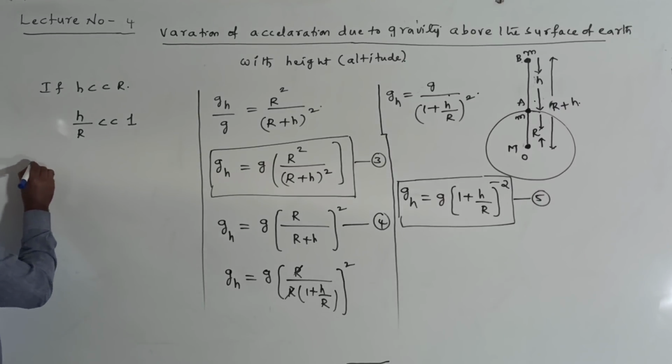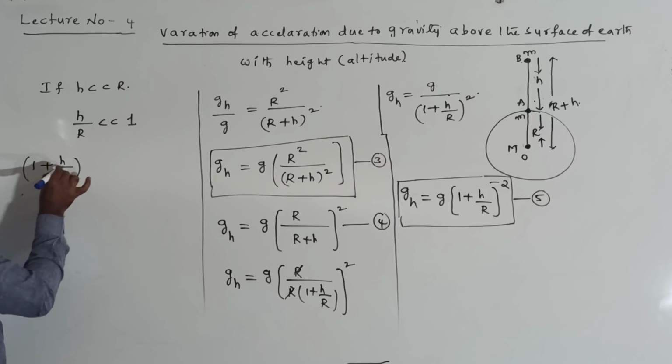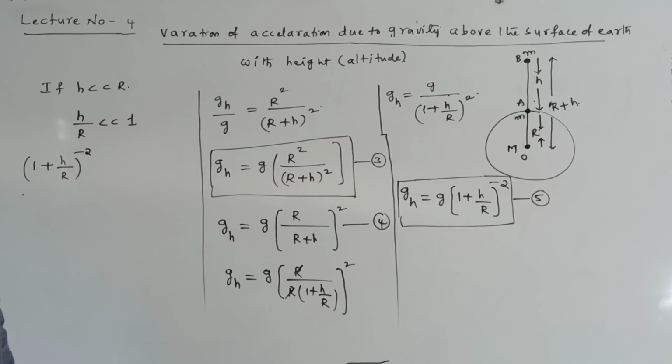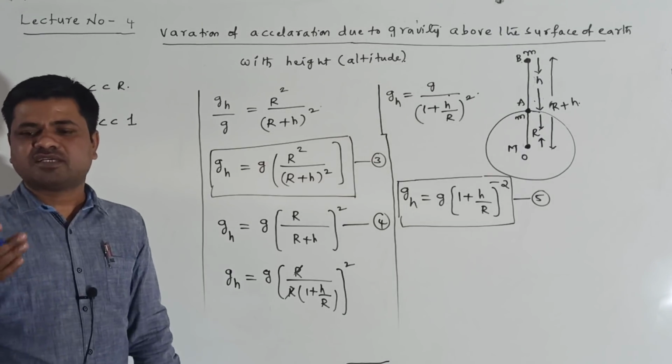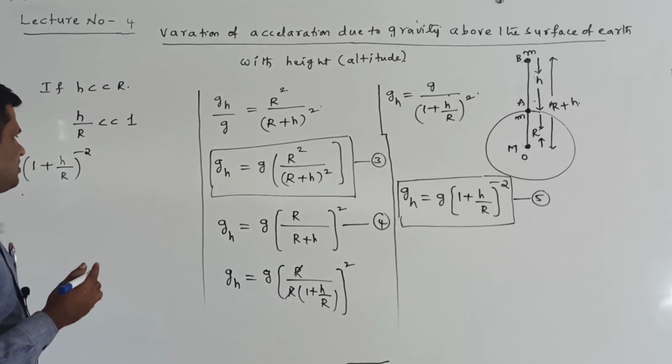Now first of all, I am changing 1 plus h by r whole power of minus 2 using the binomial theorem. This comes in second year mathematics. Now, using this binomial theorem, I am changing that value here.